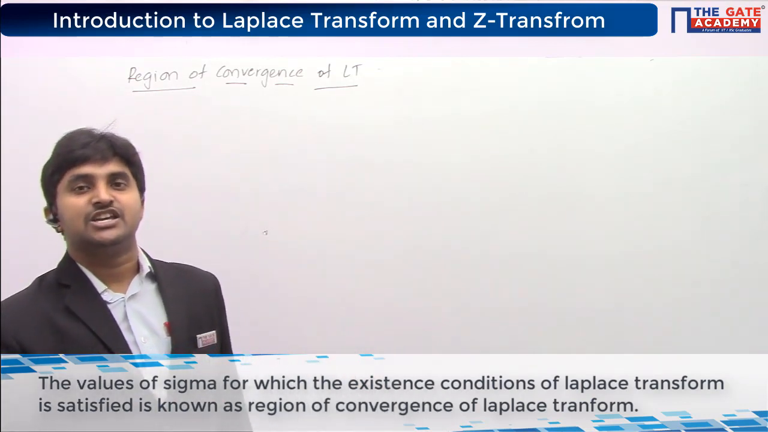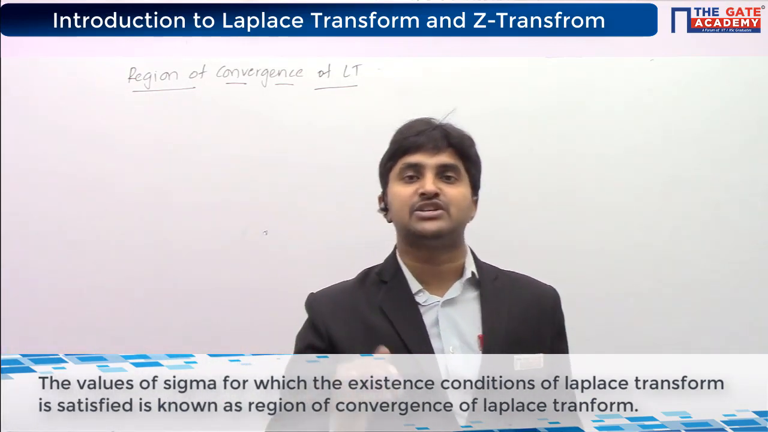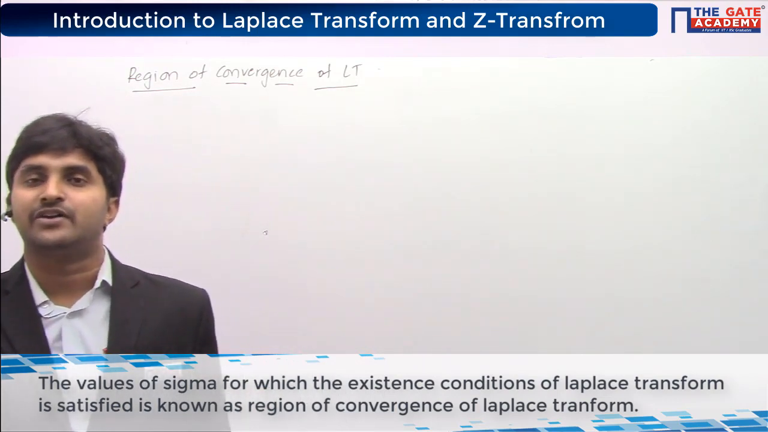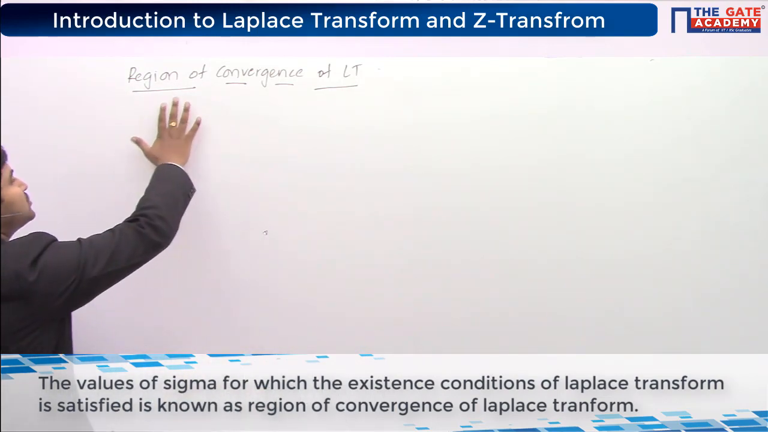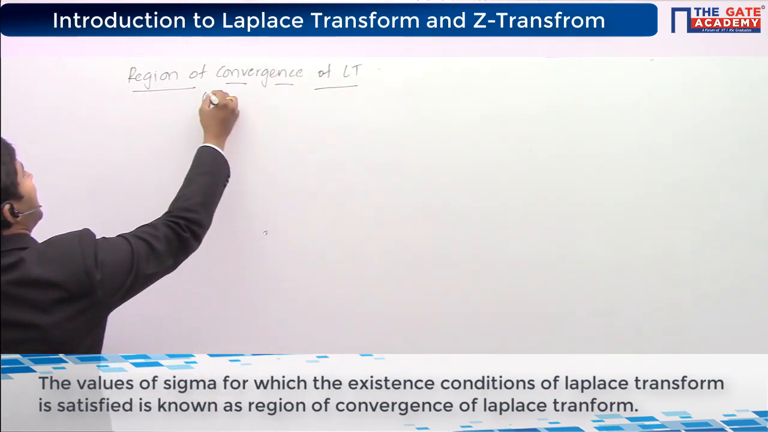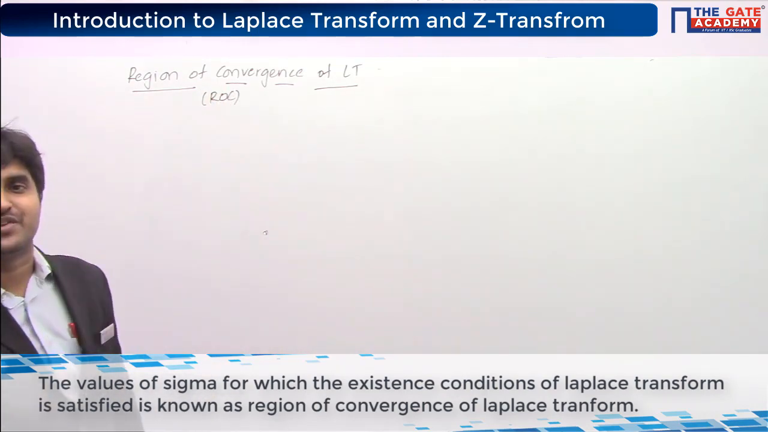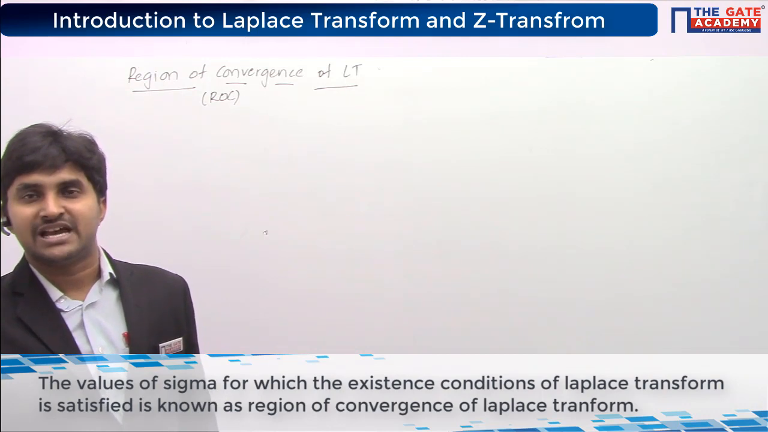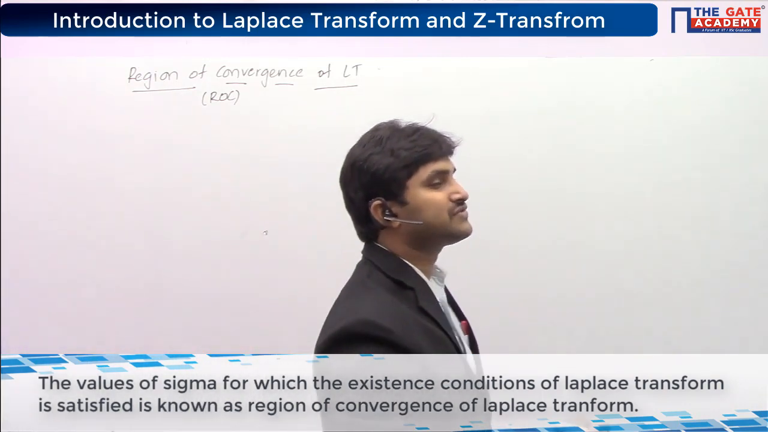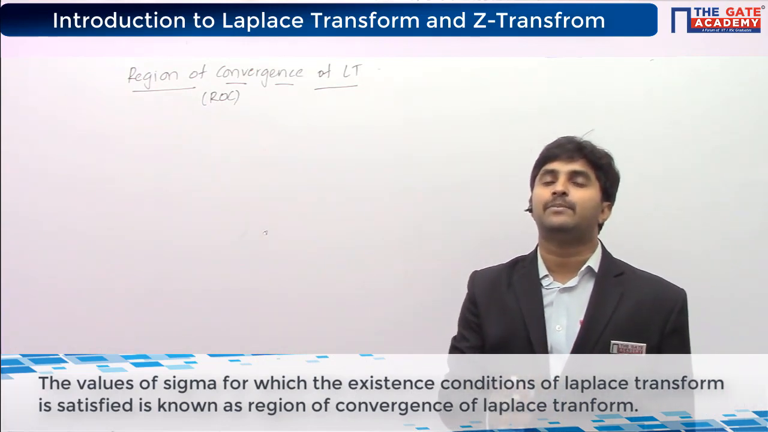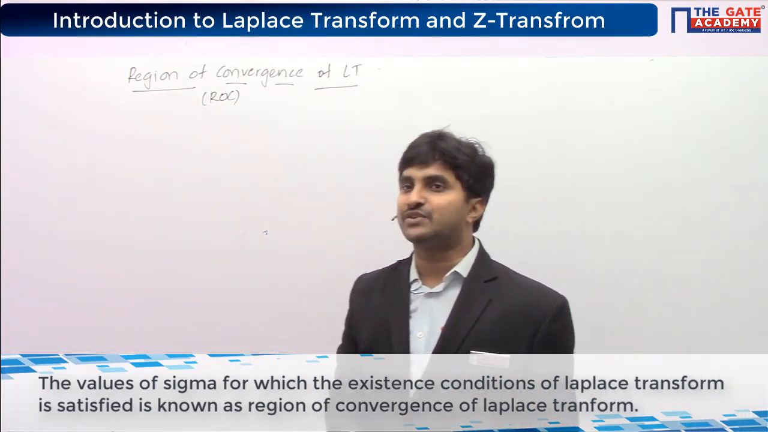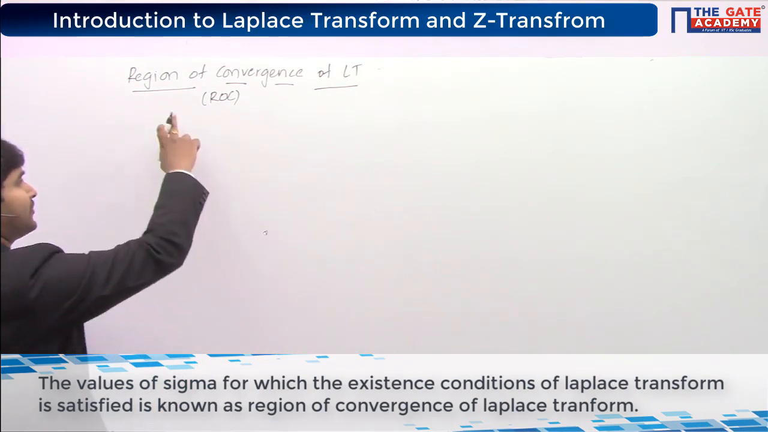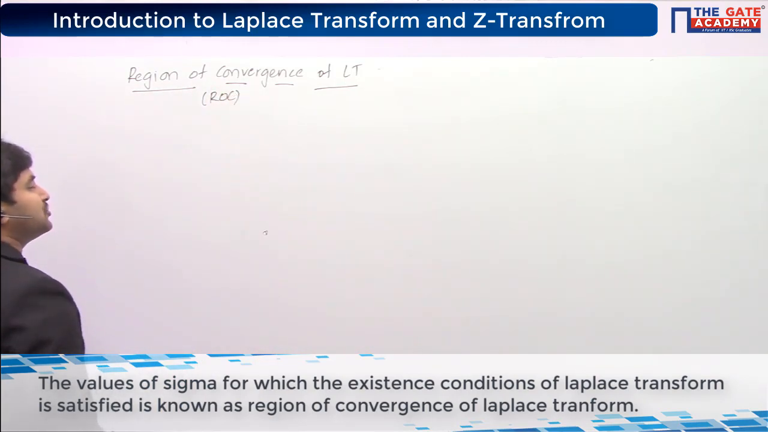The values of sigma for which the existence condition of Laplace transform is satisfied is known as the region of convergence of Laplace transform. So what does ROC mean here? We call it ROC. ROC simply means those particular values of sigma for which the existence condition is satisfied. Please write down: the values of sigma for which the existence condition of Laplace transform is satisfied is what we call the ROC, the region of convergence.